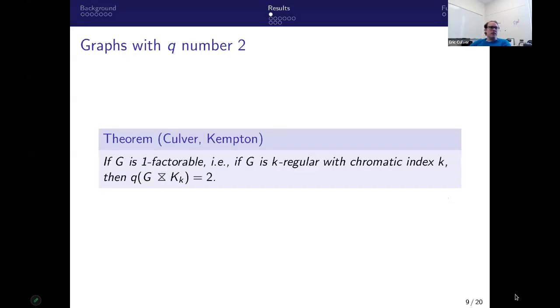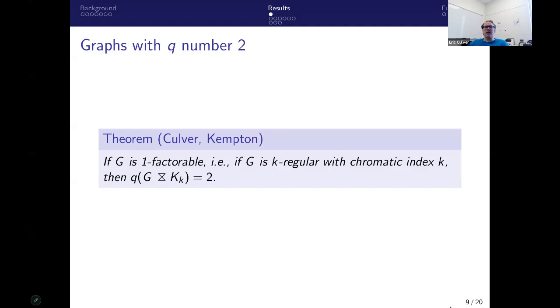So the theorem that I want to go over and sort of prove for you today, because I've heard said many times that every talk should have at least one proof, is that if a graph is one factorable, if it's k regular with chromatic index k, then taking the modified strong product of that graph with K_k, the complete graph on k vertices, will yield a graph with q number 2.